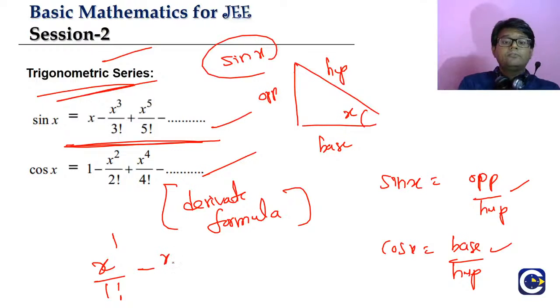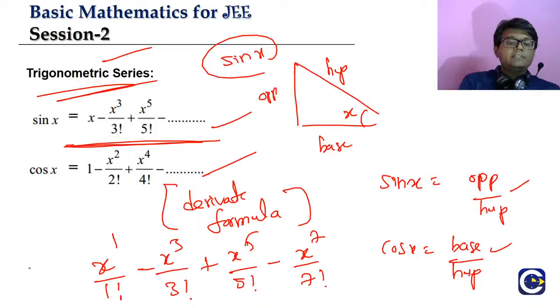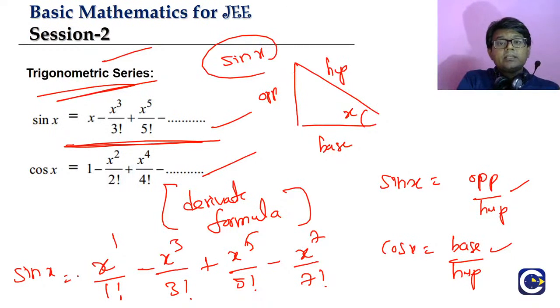Second term will be negative: minus x cube by 3 factorial. Next is x power 5 by 5 factorial. Next is minus x power 7 by 7 factorial. This is sin x. In the sin x case, only the odd powers of x will come. This is how we will remember it. Whatever is the power, the same number factorial will come in the denominator, and the signs go plus minus plus minus.